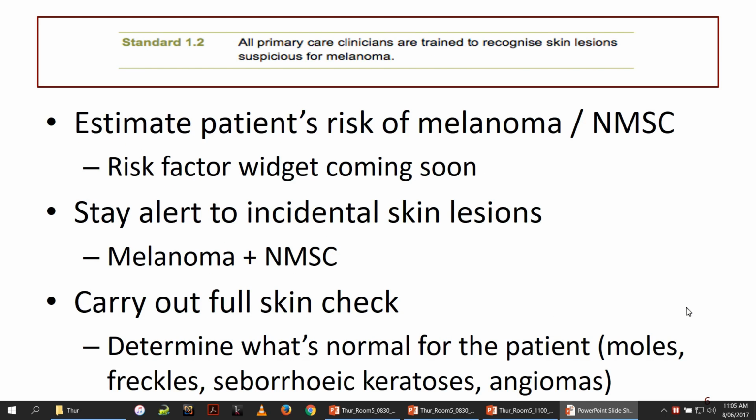All primary care clinicians are trained to recognise skin lesions suspicious for melanoma. This is why you are here. You are here to learn how to recognise lesions suspicious. Now, we have to cut them out to confirm whether they're melanoma or not. As you've learned from Peter Sawyer's presentation, there are many lookalikes.